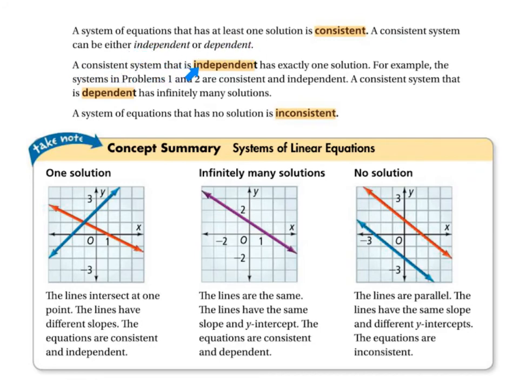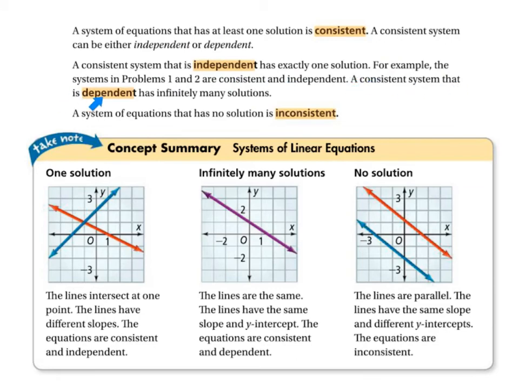Now, when it's consistent, it can either be independent or dependent. Now, a consistent system that is independent, like this, has exactly one solution, okay? It's consistent and it's independent. One line is independent of the other, okay? But it's consistent because that means we have a value that solves it. A consistent system that is independent has one solution. The ones we've done already were ones that were like that.